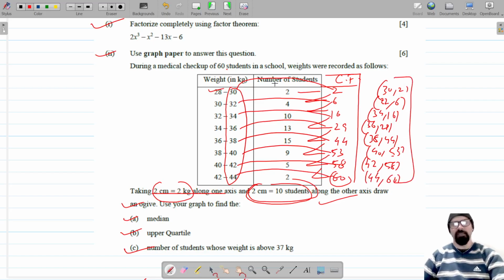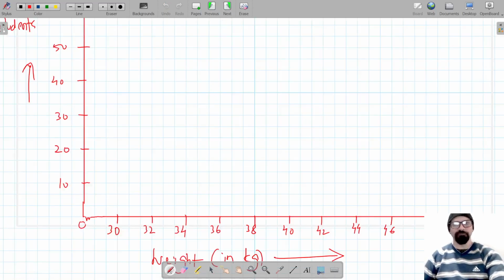So let's plot these. The first one is 30 comma 2. So this is 30, and 2 will be somewhere here. This is half, 5, 4, and 2 will be here. So this is 30 comma 2, first coordinate. And the second one is 32 comma 6. So it will be here. And then 34 comma 16, which is 15, and then 16. So 34 comma 16 will be somewhere here. Then 36 comma 29, 36 and 29 will be here.